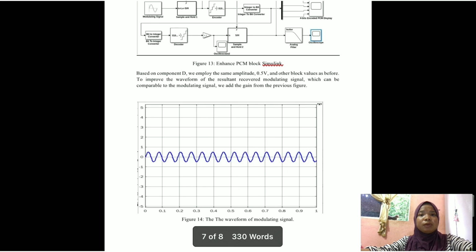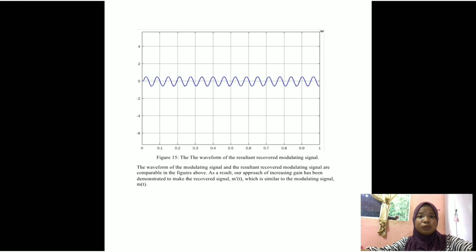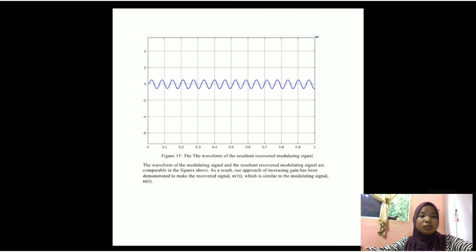Okay, this is the waveform of the modulating signal, and this is the waveform of the resultant recovered modulating signal. The waveforms of the modulating signal and the resultant recovered modulating signal are comparable in the figure above. As a result, our approach of increased gain has been demonstrated to make the recovered signal similar to the modulating signal. Thank you.